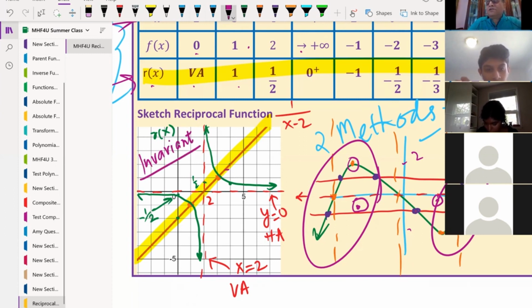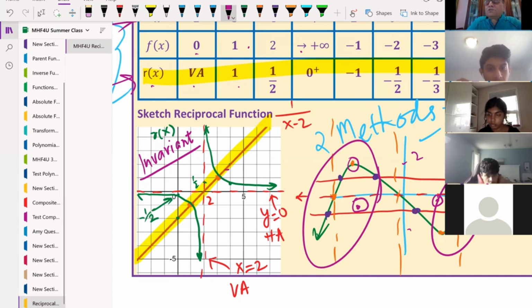Sometimes a part of the question is which points are invariant in your graph. You have to mention both these points as invariant points. You get the idea now? That is how you're going to sketch the reciprocal of a linear function.